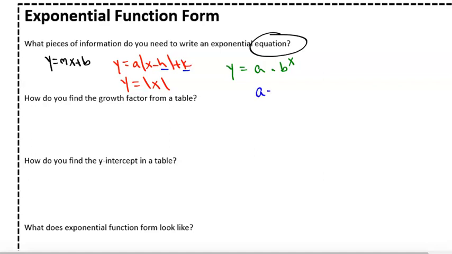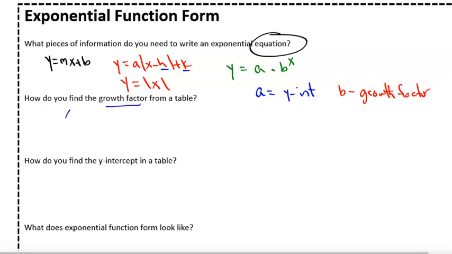You need a, which is your y-intercept, and we need b, which is the growth factor. So those are the 2 pieces of information. How do you find the growth factor from the table?